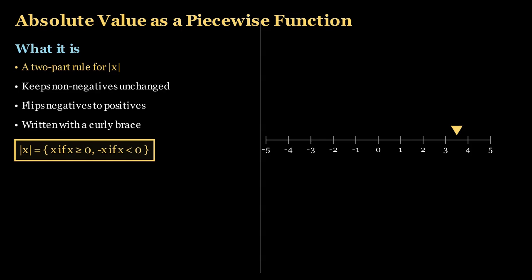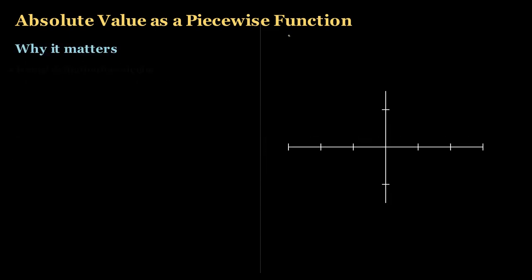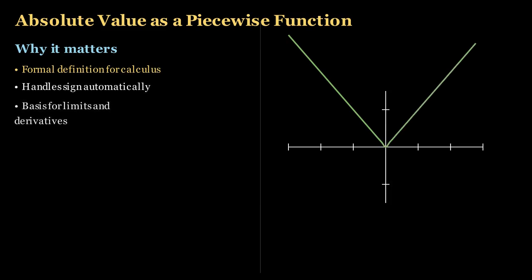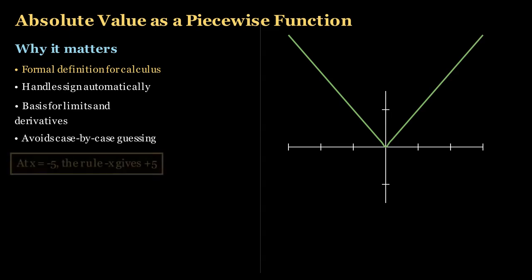In calculus, we need a watertight definition. Saying just "make it positive" is not precise enough when we start taking limits or derivatives. The piecewise definition tells the machine, or our calculation, exactly what to do for every single real number. It splits the number line at 0, so we can handle the positive side and the negative side separately. This is crucial later when we find the slope of the absolute value function, because the slope is different on the left and on the right. Without this two-part rule, we would be guessing every time we hit a negative input.